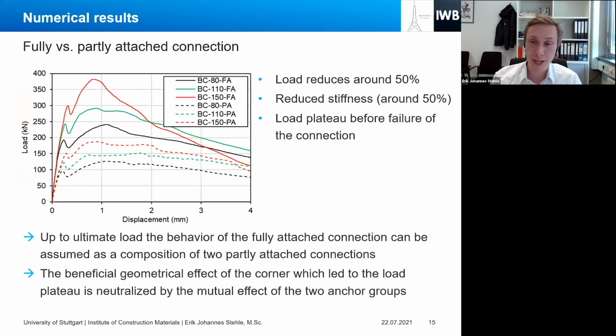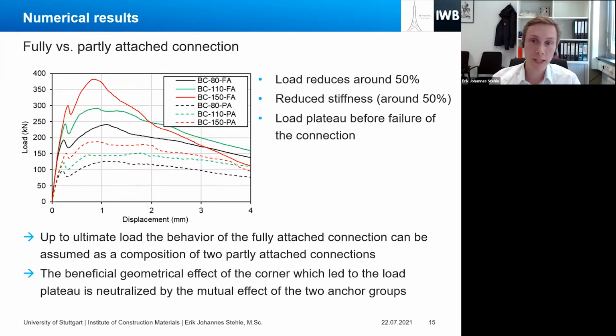But coming back to the numerical results, we also compared the fully versus the partly attached connection. Here in the graph, you can see the partly attached results with the dashed lines. We could observe that the load, the initial stiffness and the second stiffness at ultimate load were reduced by around 50%.